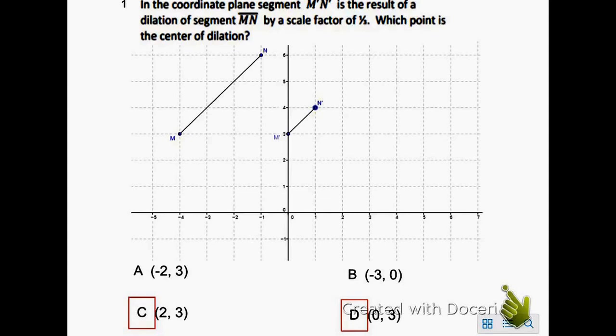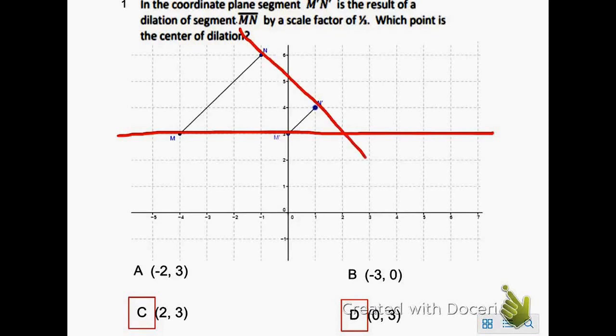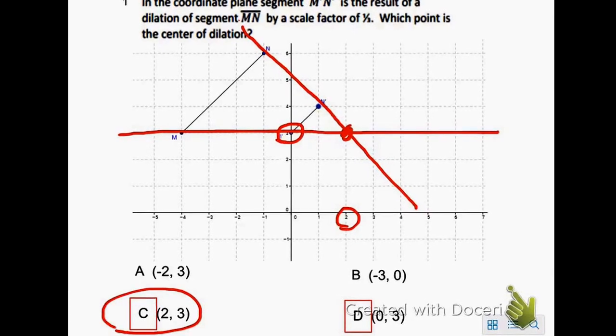Remember, the easiest way to tell which point is the center of dilation is to connect the corresponding endpoints. So I'm going to connect M with M prime, and I'm going to draw the line extremely long because I want to find where it intersects the line N prime. So I'm going to connect those. And they connect at this point. That's their intersection. That intersection is (2, 3). So the answer to this one would be (2, 3).